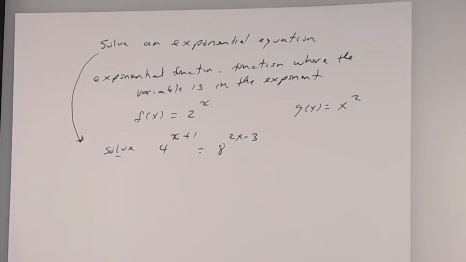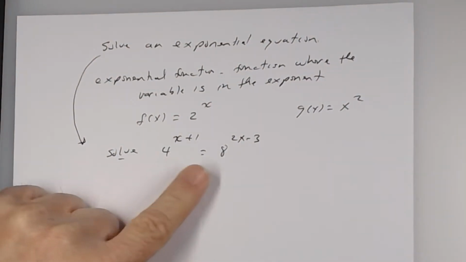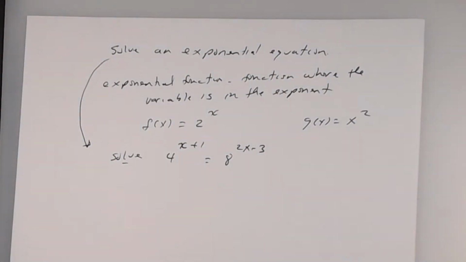Because there's something you can do to this. There's something about the bases. See, what's the base here? 4. And what's the base here? 8. There's a relationship between those two bases in terms of what we need. Okay? Now listen carefully.